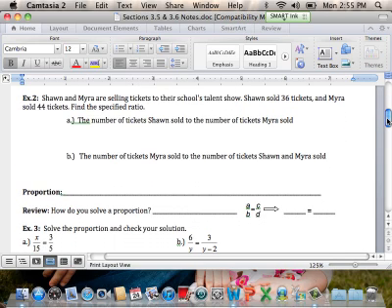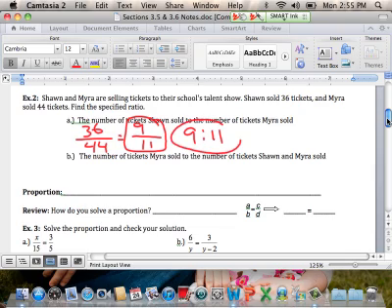The second example says Sean and Myra are selling tickets to their school's talent show. Sean sold 36 tickets, Myra sold 44. Find the specified ratio: the number of tickets Sean sold to the number of tickets Myra sold. Again, I'm going to write this in fraction form. Sean sold 36, Myra sold 44. We have to reduce it. 4 goes into 36 nine times, 4 goes into 44 eleven times. So you could write your ratio as 9 to 11, however you want. It's all the same.